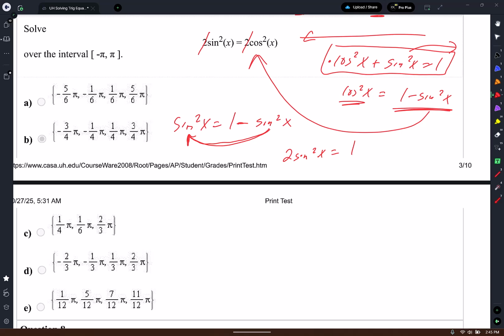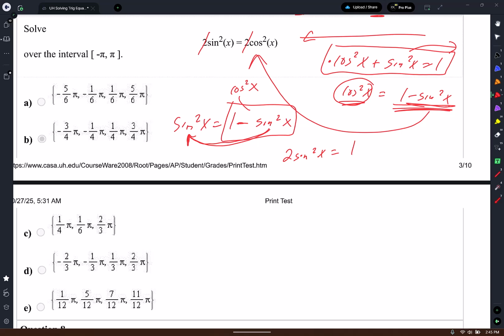Okay, but what happened to the cosine squared x? I replaced it. I replaced cosine squared with 1 minus sine squared on the right. See? This is cosine squared x. Okay. Yeah, you got to ask me, miss. Be brave, guys. Ask me.